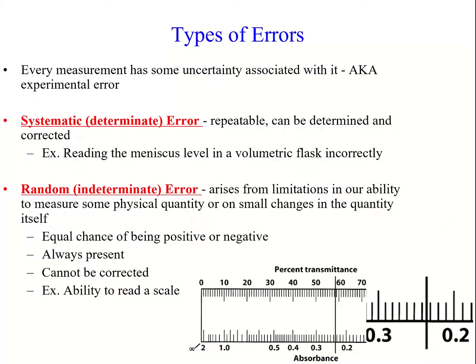Random error, also called indeterminate error, arises from uncontrolled or uncontrollable variables in the measurement. Limitations in our ability to measure some physical quantity or on small changes in the quantity itself. This error has equal chance of being positive or negative. Random error is always present and cannot be corrected.